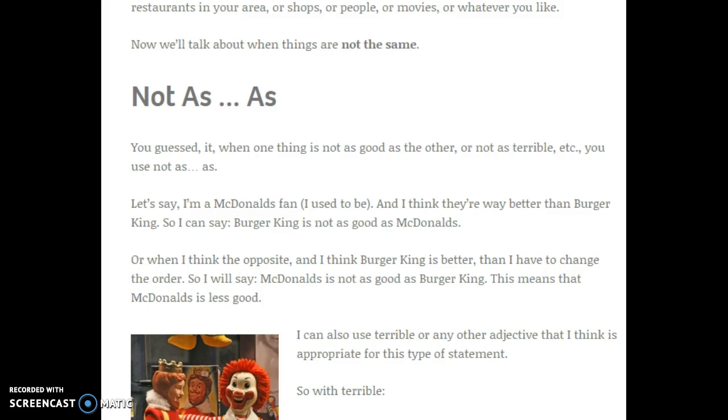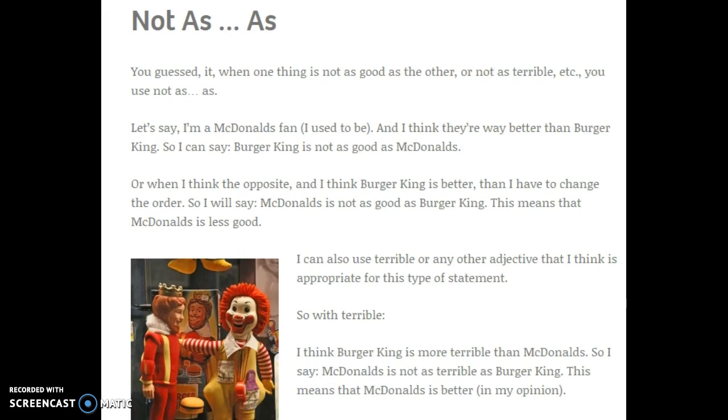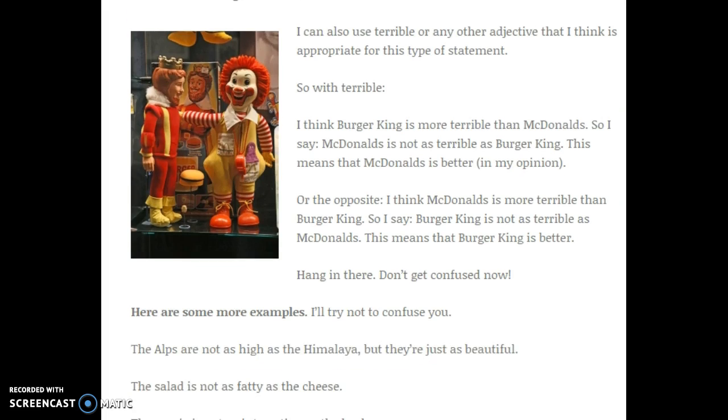Or when I think the opposite and I think Burger King is better, then I have to change the order. So I'll say McDonald's is not as good as Burger King. This means that McDonald's is less good. I can also use terrible or any other adjective that I think is appropriate for this type of statement. So with terrible, I think Burger King is more terrible than McDonald's. So I say McDonald's is not as terrible as Burger King.